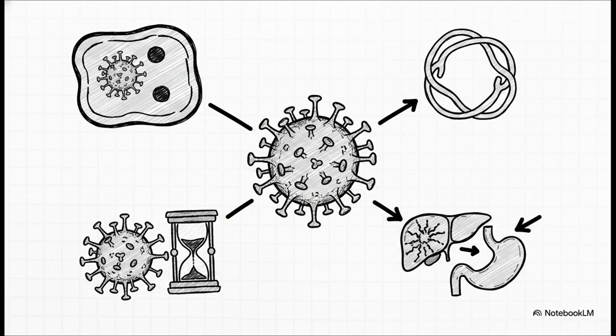Because they are completely incapable of replicating on their own. We use the Baltimore classification system to organize them into 7 distinct groups based on their genetic makeup. For instance, HIV is famously an RNA retrovirus.